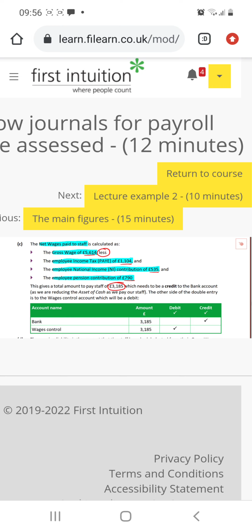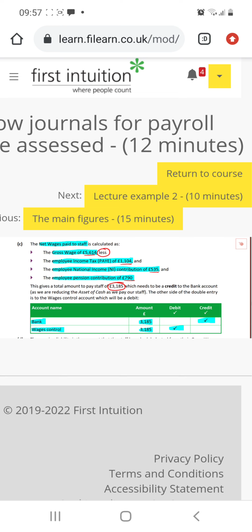But in terms of what we need to pay to staff, it's their net wages, which in this case are 3185. Because we are genuinely paying this to the staff now, I need to credit bank 3185. That's the money that will leave my bank account. That's the bit we pay out. The other side of the entry is wages control, so 3185 is a debit to wages control.